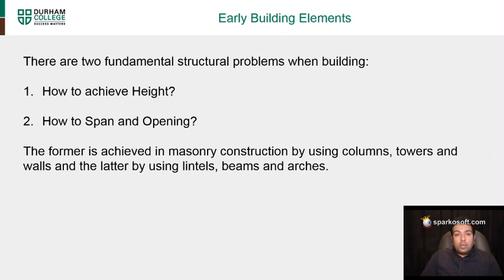So now we're going to talk about early building elements. There are two fundamental structural problems when building. One is how to achieve height, and the other is how to span an opening. The former is achieved in masonry construction by using columns, towers, and walls, and the latter by using lintels, beams, and arches. Now we're going to talk about the different columns, towers, walls, lintels, and beams in the course.